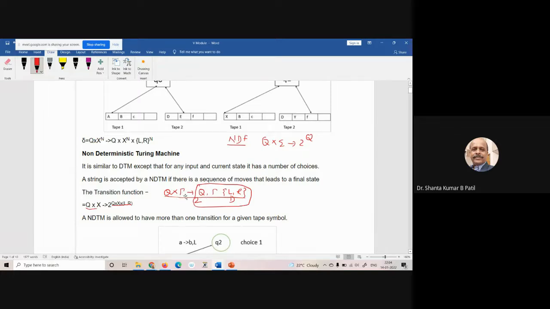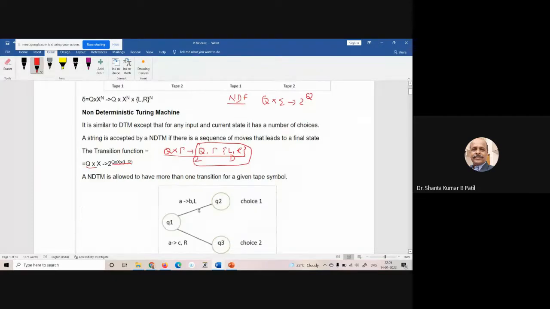So for the same tape symbol, you can find different outputs, like in the NFA, non-deterministic finite automata. For the same symbol, you may have zero outgoing transitions or more than zero outgoing transitions. For example, Q1 reads A, and it may take you to the symbol B, moving toward the left side, and the state changes from Q1 to Q2. Even for the same symbol, the input A may be changed to C, and it may change the direction to the right side also. This is possible in the case of the non-deterministic Turing machine.